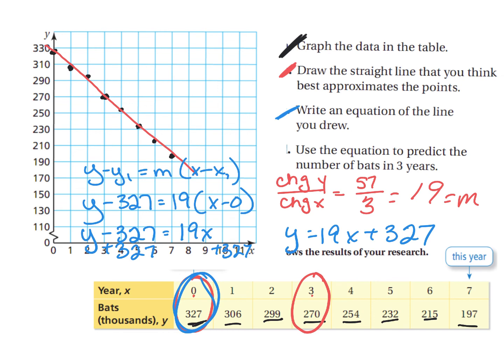There's our equation. So now, in 3 years from this year, we're going to add 3 to that 7, that would be 10. So 19 times 10 is 190, but I realized I forgot something.